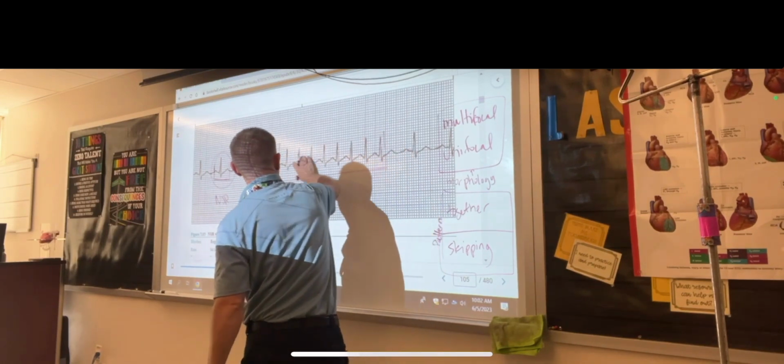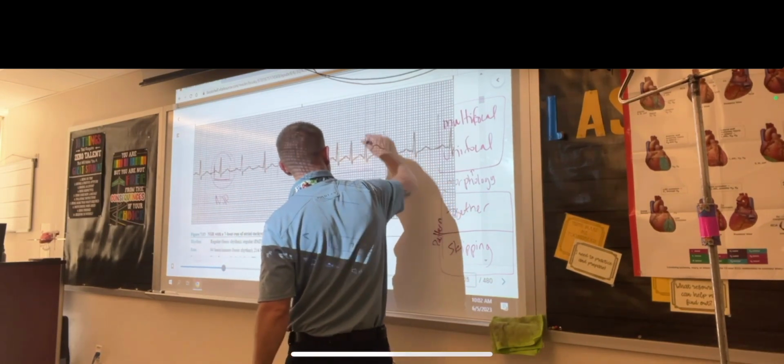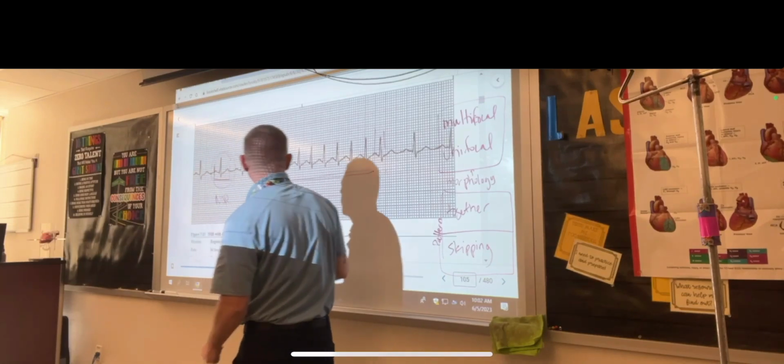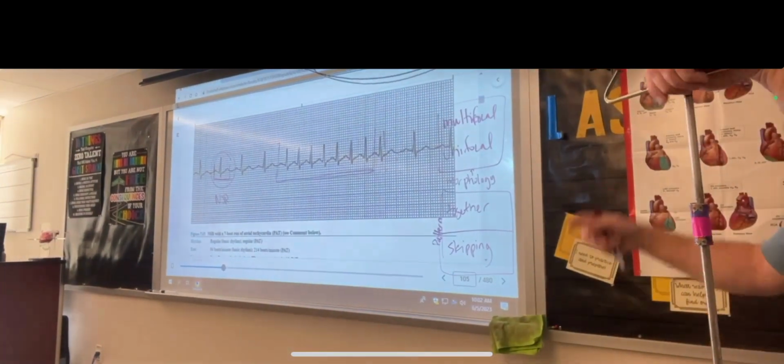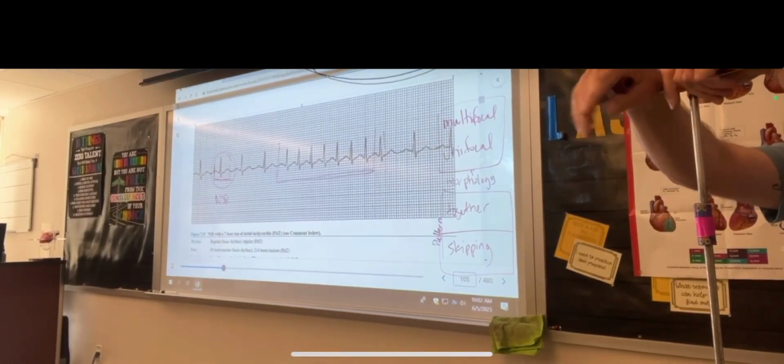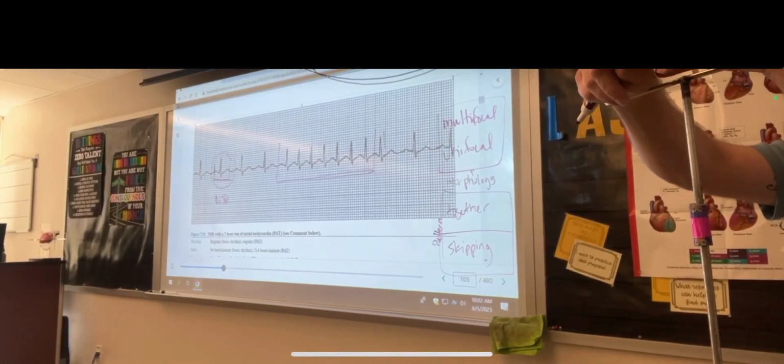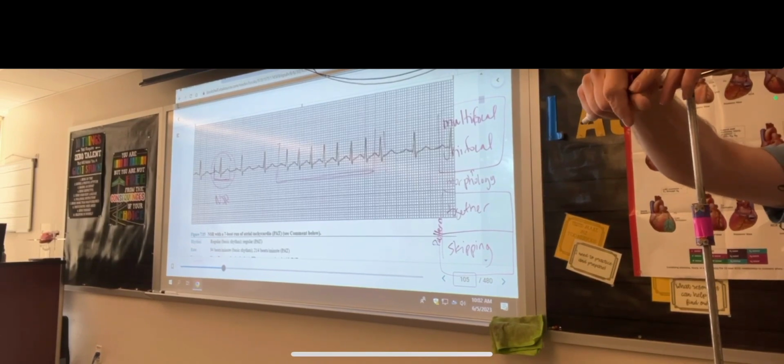Does that give us 7? And then this one. Now, a run of PACs, not as concerning, but it makes them tachycardic. And if they're not perfusing well, that can impact their overall care. But if you saw this with PVCs, you'd be very concerned.